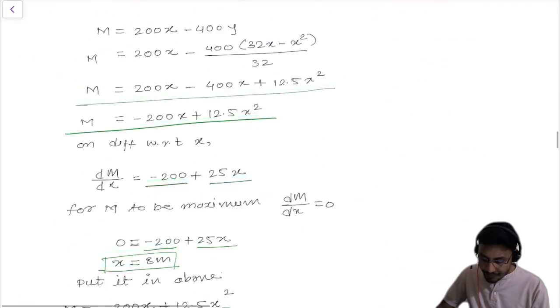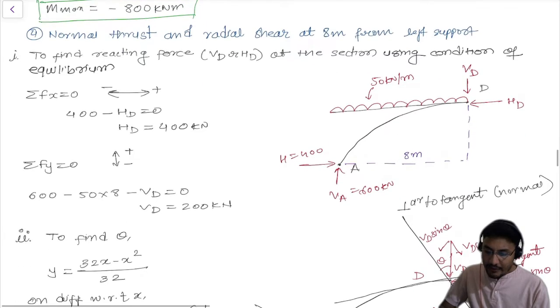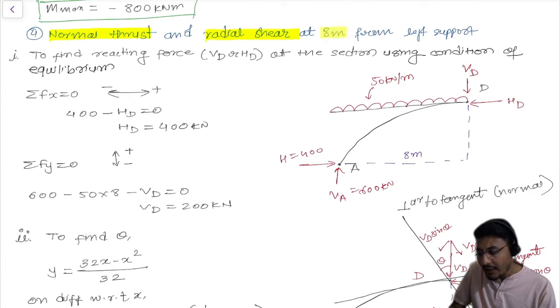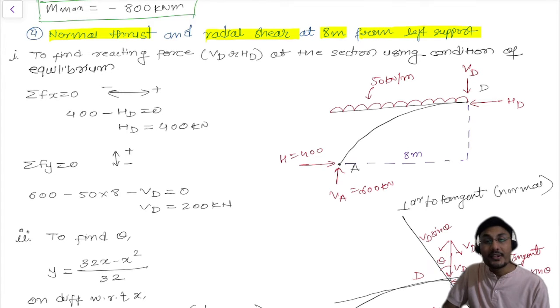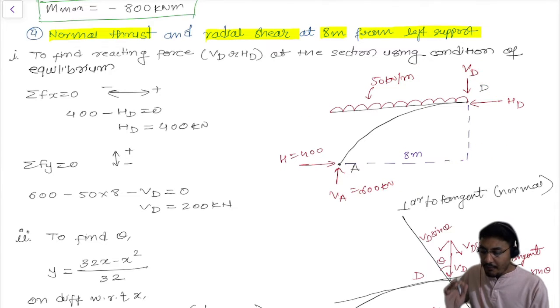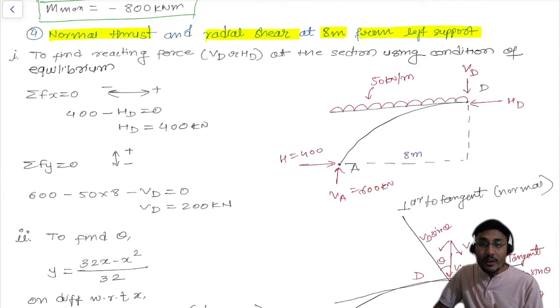So let me directly take you over here. You can see, guys, this is point number 4: calculate the normal thrust and radial shear at 8 meter from the left support. This is really crucial. For this you need to draw this diagram. If you fail to draw this diagram, let me tell you one thing, you are not able to do the calculations in the proper way. Understand? So before that, just understand what is being asked.